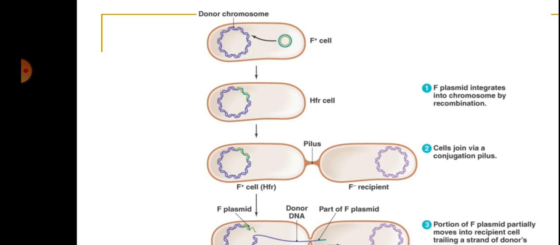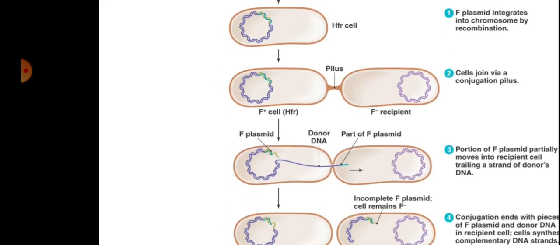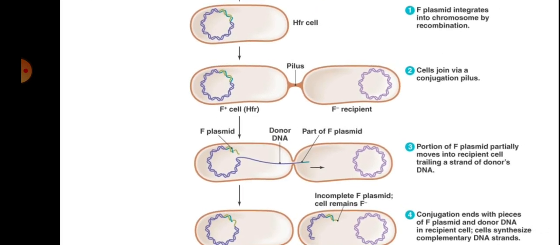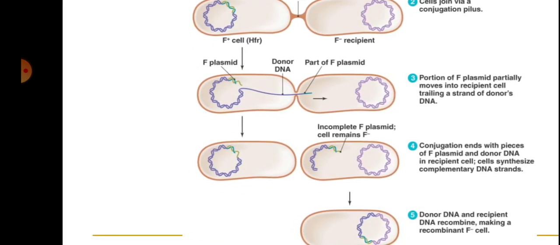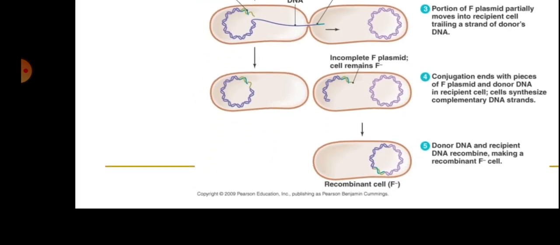In the second stage, cells join via a conjugation pilus. In the third stage, a portion of the F plasmid partially moves into the recipient cell, trailing a strand of the donor's DNA. In the fourth stage, conjugation ends with pieces of F plasmid and donor DNA in the recipient cell. Cells synthesize complementary DNA strands. Here you can see incomplete F plasmid cells remain F negative.